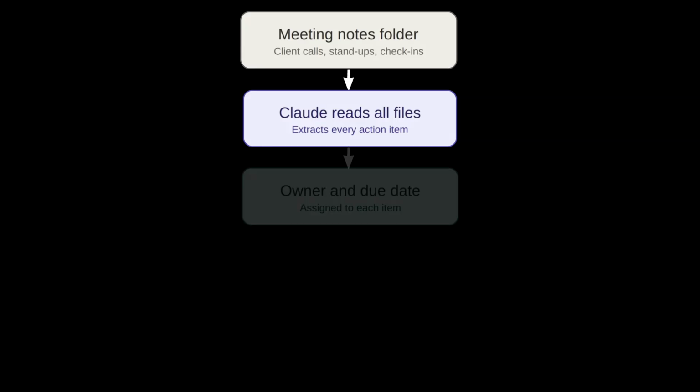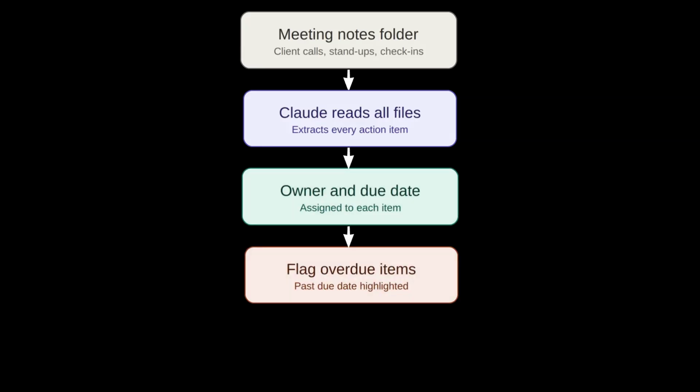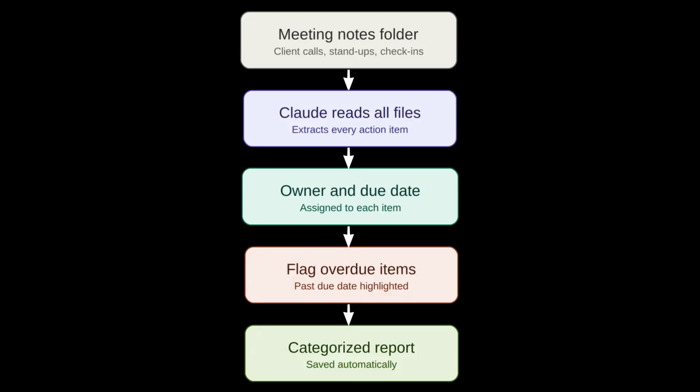We're going to be building a workflow that takes a folder of real work meeting notes, such as client calls, internal stand-ups, check-ins, and we're going to ask Claude to read all of them, pull out every action item with the owner and due date, flag anything that's overdue, and save it as a categorized report, all from a single prompt. By the end of this video, you'll have a workflow that is running on your computer, and you'll also understand how to build more workflows that can be helpful for your work week.